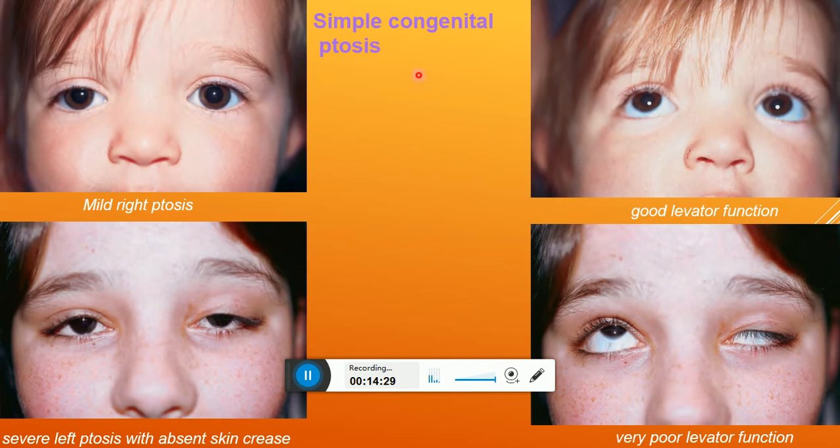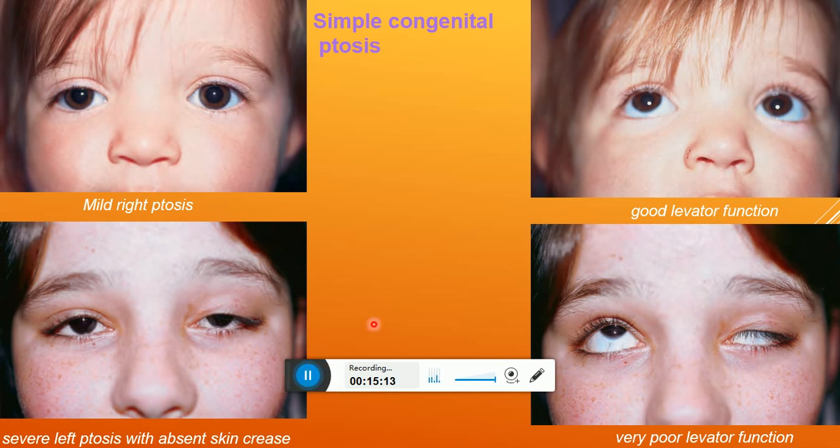Another one is simple congenital ptosis. It results from failure of neuronal migration or development with muscular sequelae. A minority of patients have a family history. Now what are the signs? There is unilateral or bilateral ptosis of variable severity. Here you can see in the pictures, with variable severity, there is an absent upper lid crease and poor levator function. Here you can see the absent lid crease and poor levator function. Here you can see very poor levator function.